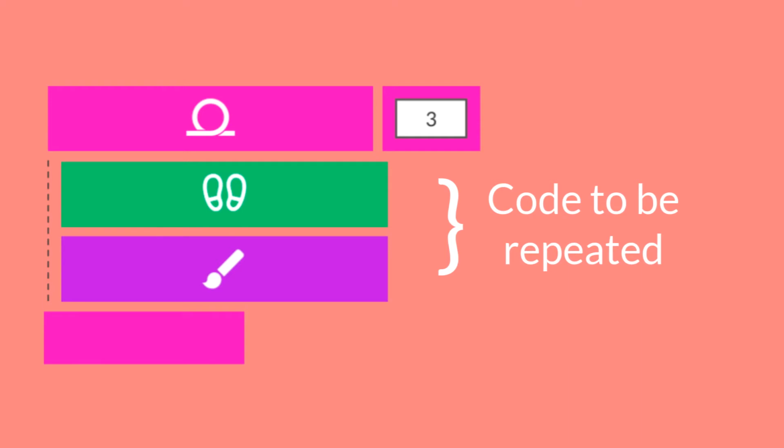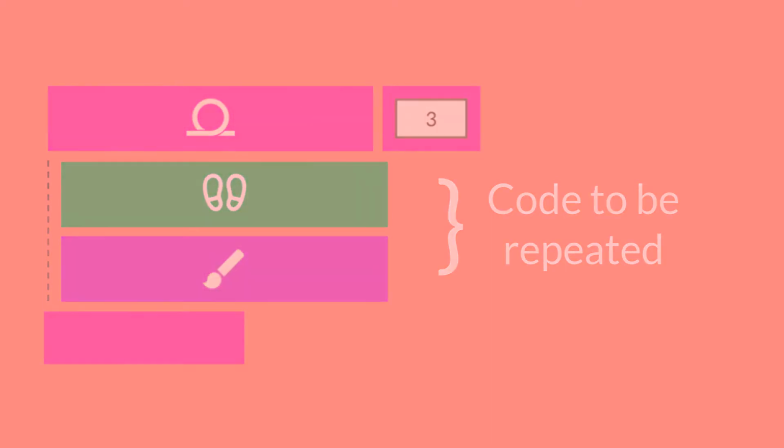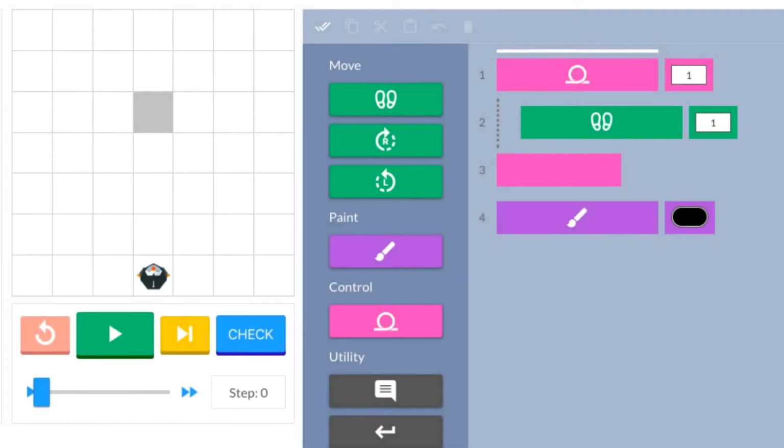Students will encounter loops in multiple ways. In any case, loops always do the same job. They repeat code. Let's take a look at an example. Here we have already written code for us. Let's run the code to see what happens.